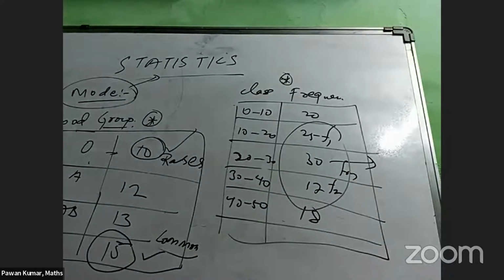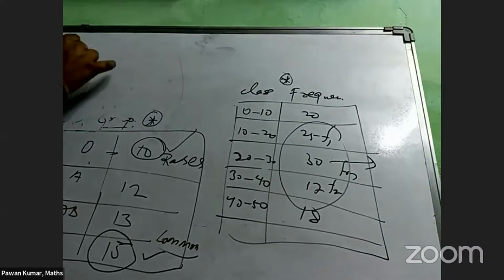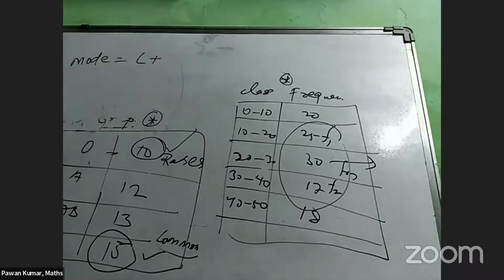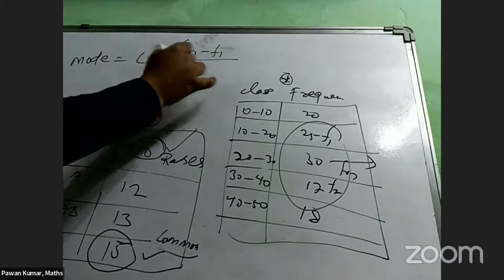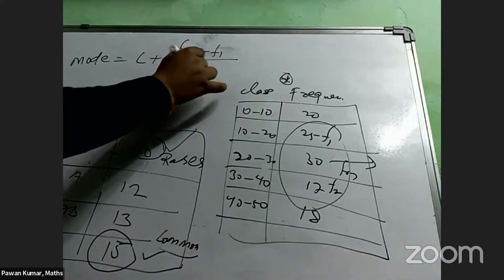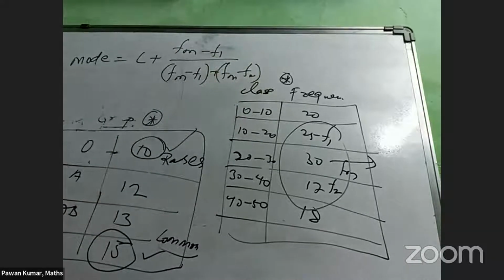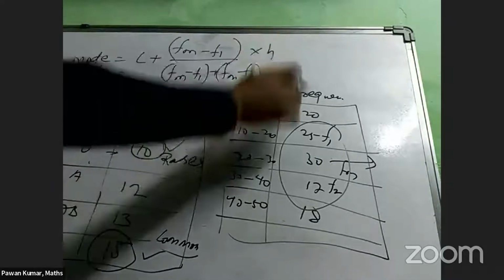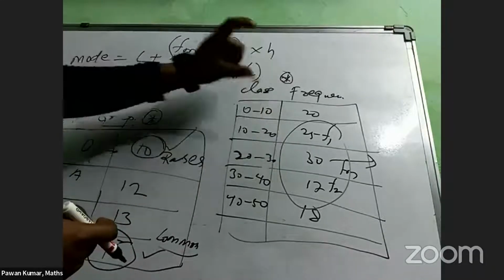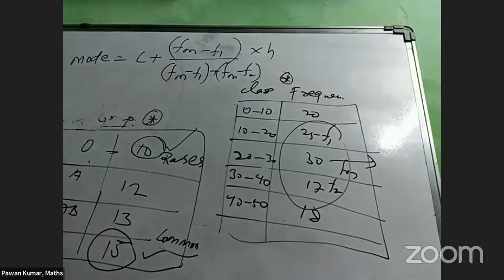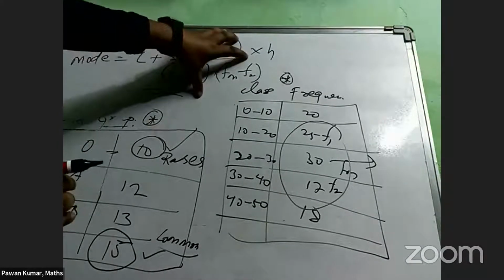That is why we use the formula. The mode is how much? The mode is the lower limit of the modal class plus (fm minus f1) divided by ((fm minus f1) plus (fm minus f2)), and we multiply by h, the height, which is the class width of the class. By using these terms, we can get the simple and exact mode.